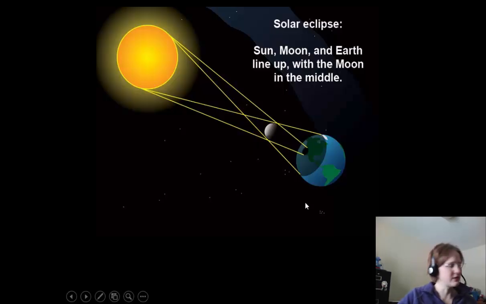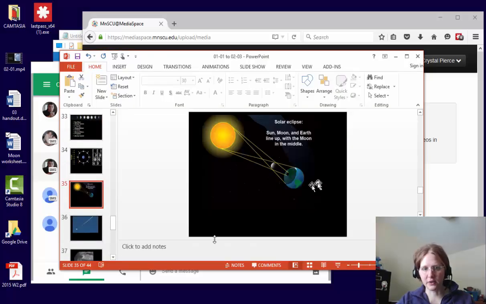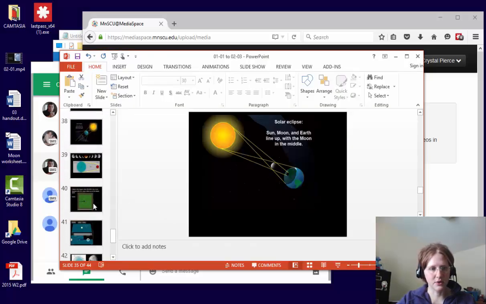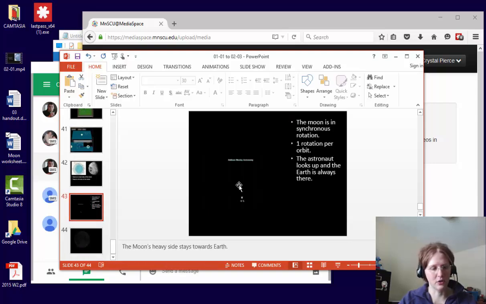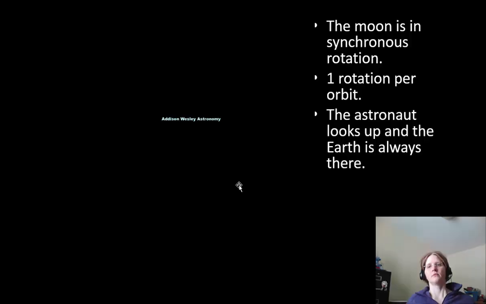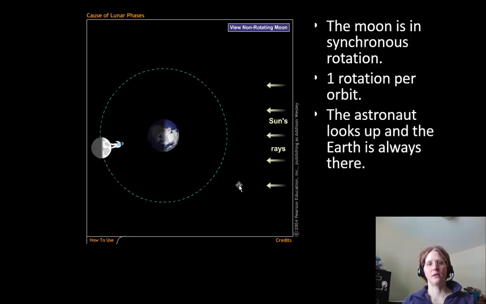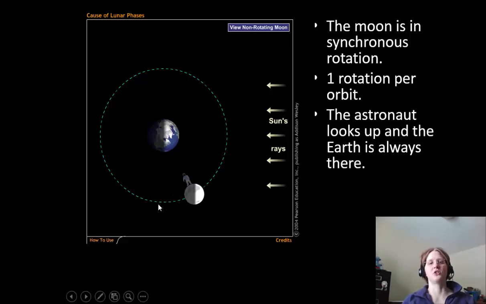Your textbook covers synchronous rotation next, so let me see if I can flip over to synchronous rotation just to cover it a little bit closer to your book. Okay. So let's start off with the correct way. What's playing right now in this animation is the correct way.